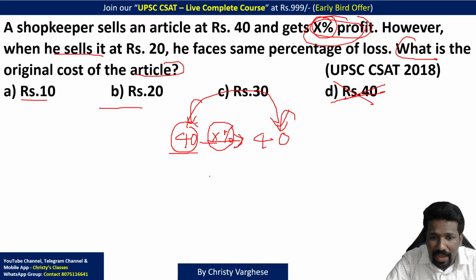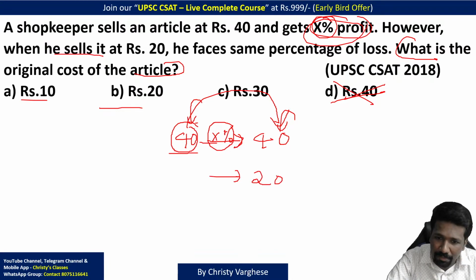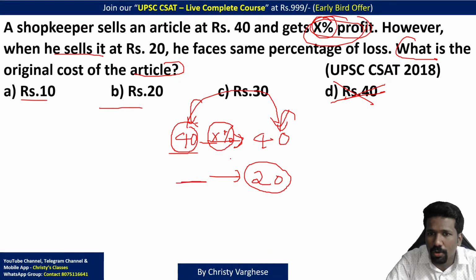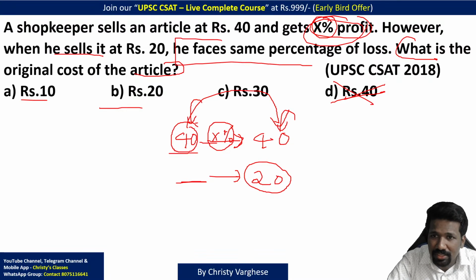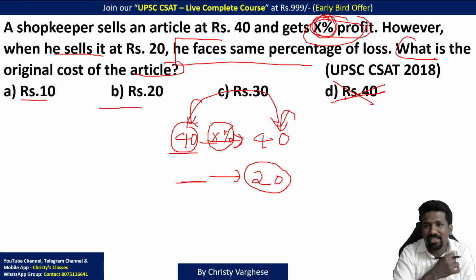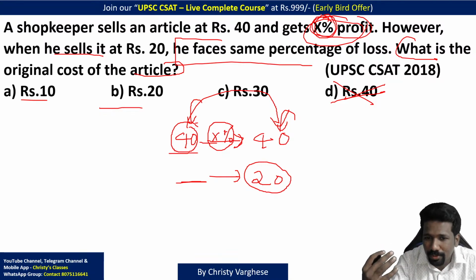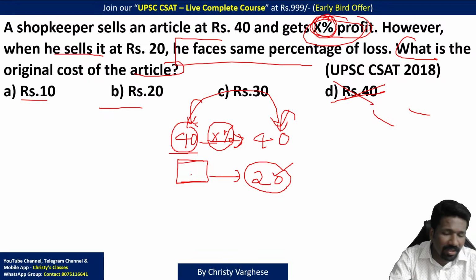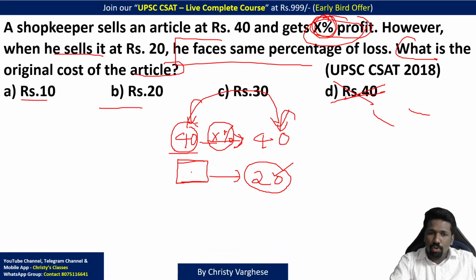However, when he sells, another situation is mentioned. A hypothetical situation that if 20 is the selling price, what is the cost price? It is mentioned that it is the same percentage, same X percentage loss. Don't worry too much about what is the value of X, but it's a non-zero value. There is a loss. That means if you are selling it at 20, you are incurring a loss, means you lost money. You lost money means your investment is more than 20. That is how you lost money.